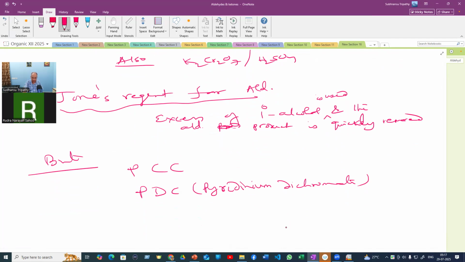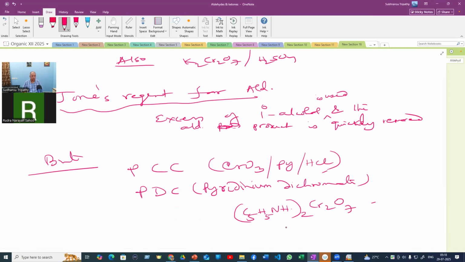Pyridinium dichromate is something like this. This is C5H5N, and this ammonium salt becomes NH plus. Since dichromate has a valency of 2, this is pyridinium dichromate. And this PCC is pyridinium chlorochromate, consisting of CrO3, pyridine instead of acetone, and instead of sulfuric acid you have pyridine and HCl. So it forms this.